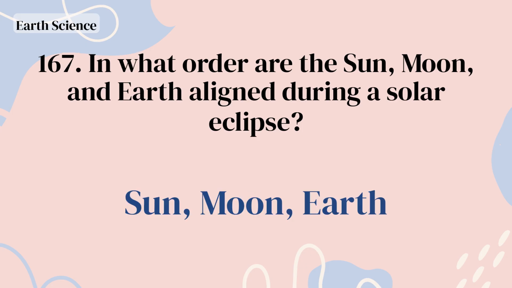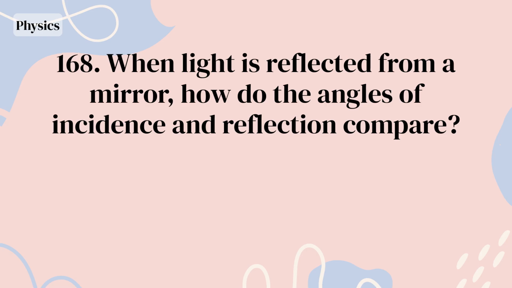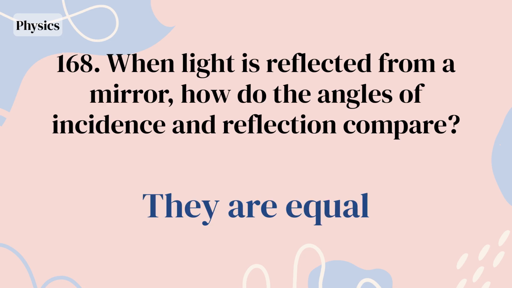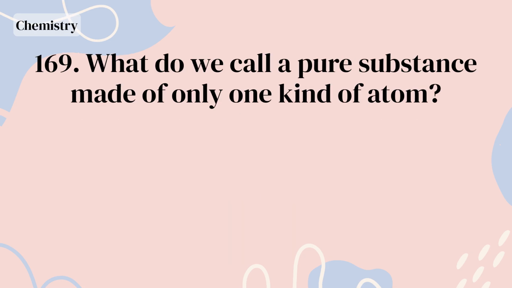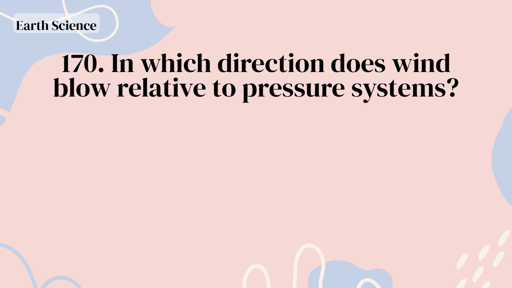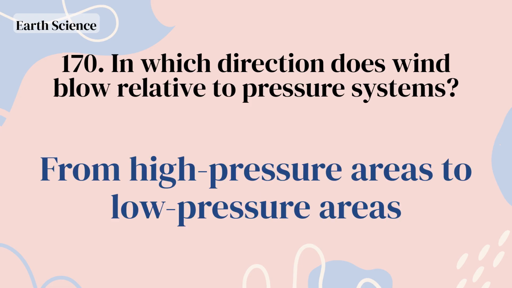In what order are the Sun, Moon, and Earth aligned during a solar eclipse? Sun, Moon, Earth. When light is reflected from a mirror, how do the angles of incidence and reflection compare? They are equal. What do we call a pure substance made of only one kind of atom? Element. In which direction does wind blow relative to pressure systems? From high-pressure areas to low-pressure areas.